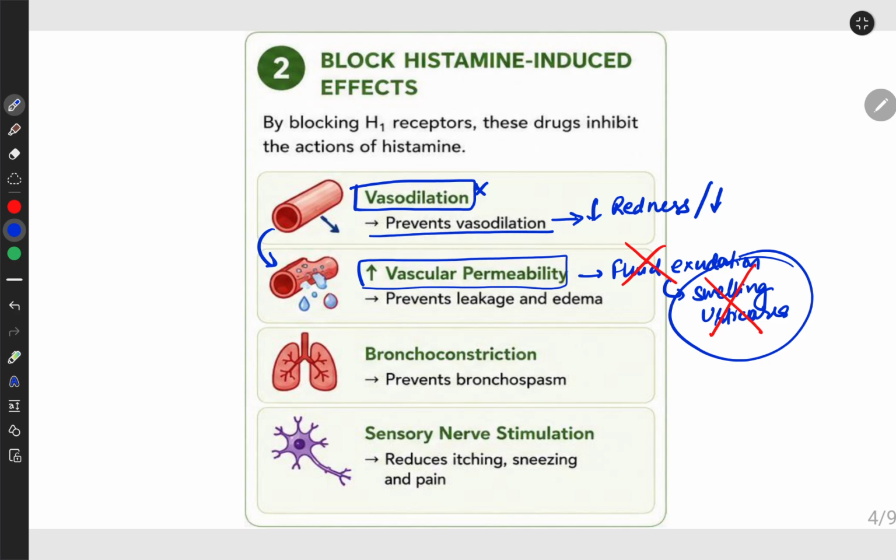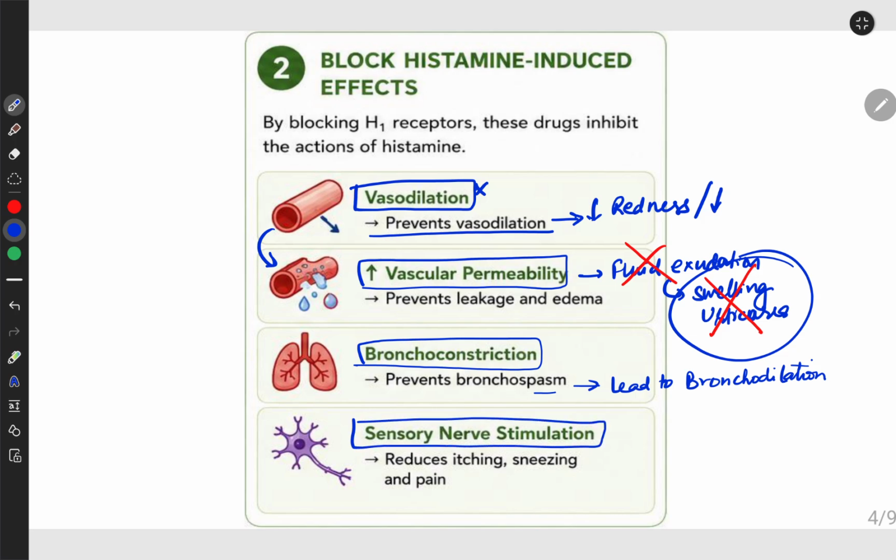The third effect of histamine that is blocked by antihistaminics is bronchoconstriction. And as they block the bronchoconstriction, they prevent the bronchospasm or they lead to bronchodilation. And lastly, they prevent the sensory nerve stimulation. As the sensory nerve stimulation is prevented, it leads to reduced itching, sneezing, and reduced pain.